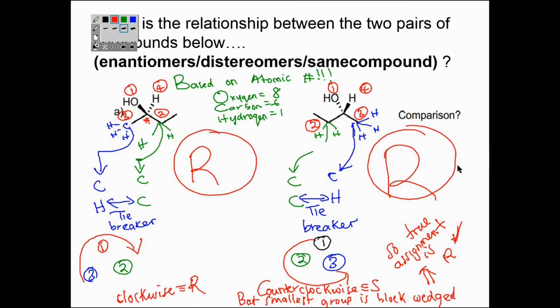So since you're getting R and R, this is the same compound. So the answer for the relationship for these two molecules is they are the same compound. They have the same chirality, same attachment of atoms, same molecular weight. The difference is just these two hatched and wedge bonds.